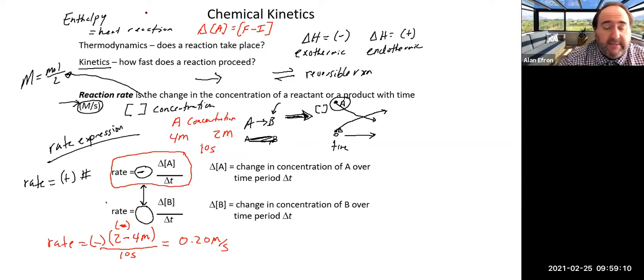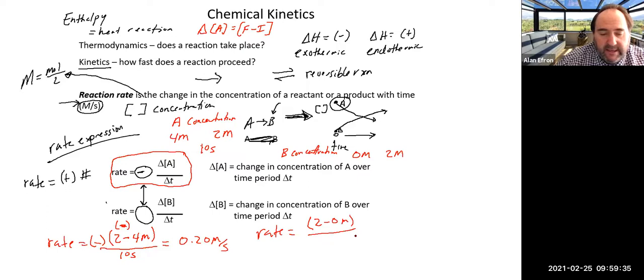Again, if we looked at something like B, if we had made up some numbers here for B in that same 10 seconds, obviously B would start at 0 molar and maybe end at, say, 2 molar, right? So when we did it for B, the rate would equal the change in the concentration of B, which means final was 2, initial was 0, divided by our 10, going to yield us, again, our positive rate in this particular case.